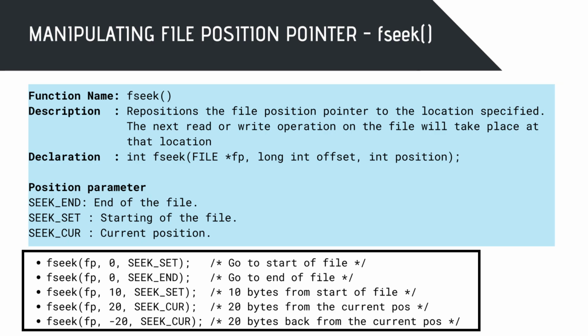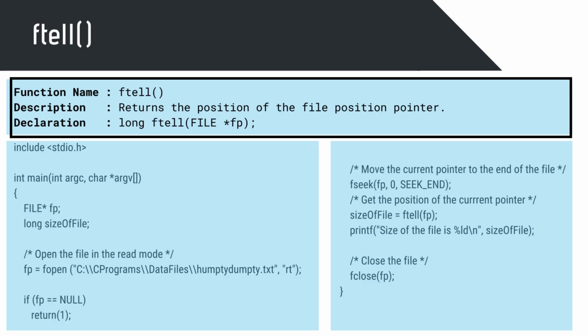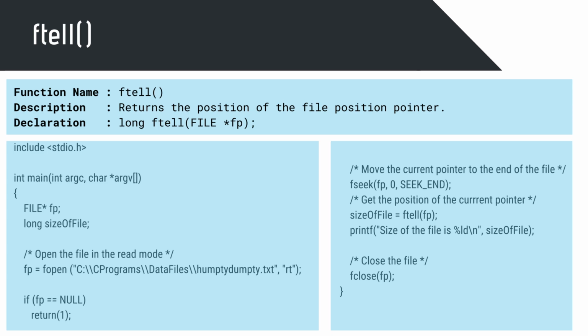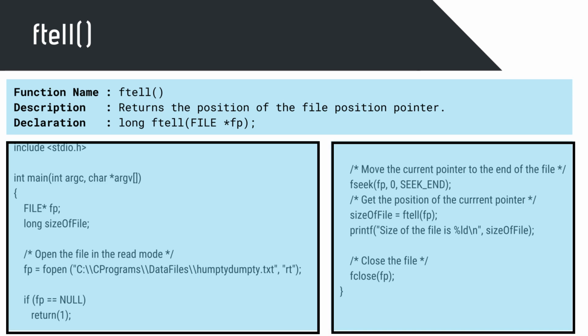The symbolic constants defined for the third argument are SEEK_SET to offset from the start of the file, SEEK_END to offset from the end of the file, and SEEK_CUR to offset from the current position of the file position pointer. For SEEK_CUR, the offset value can be negative or positive. The function ftell will return the current value of the position pointer in the file stream specified as an argument to the function. The example shown here calculates the size of the file.